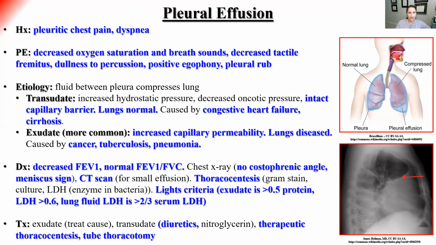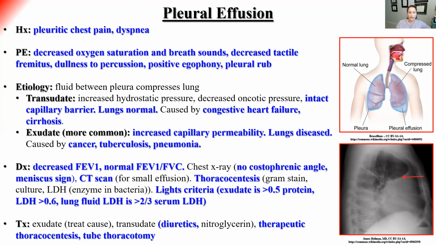Exudate, exiting. That means that they have diseased lungs. They're going to be exiting the world. It's not super sensitive, but it does help you remember. So exudate, it's an increase in the capillary permeability because the lungs are diseased. So cancer, tuberculosis, and pneumonia are the three most common causes of an exudative pleural effusion. Because this is a restrictive disorder, you can't get air in, you can't get air out. You're going to have a decrease in FEV1, but a normal FEV1 over FVC.